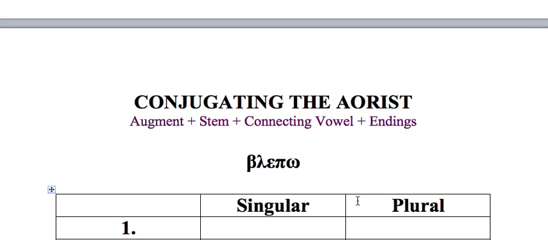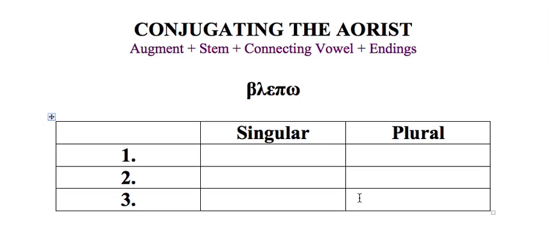Let's move on down to the verb blepo. We'll begin with our epsilon augment. Put our stem up there, which is blep. And then we'll add the sigma for the aorist, and our connecting vowel is an alpha. We have no ending. Now I'm sure you're thinking, or at least I hope you are, that something's wrong here.